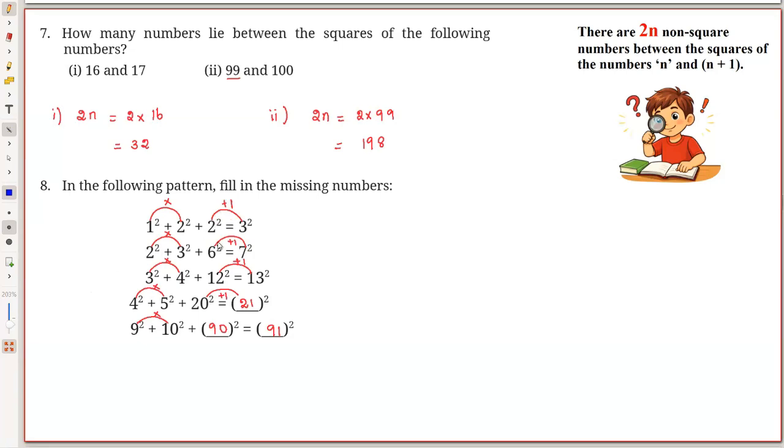Next, 2 3s are 6. 6 plus 1 is 7. 3 4s are 12. 12 plus 1 is 13. 4 5s are 20. 20 plus 1 is 21. 9 into 10 is 90. 90 plus 1 is 91. So this is the pattern.